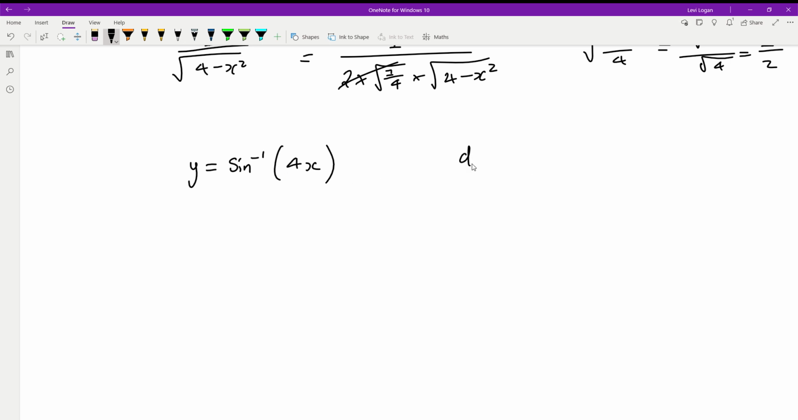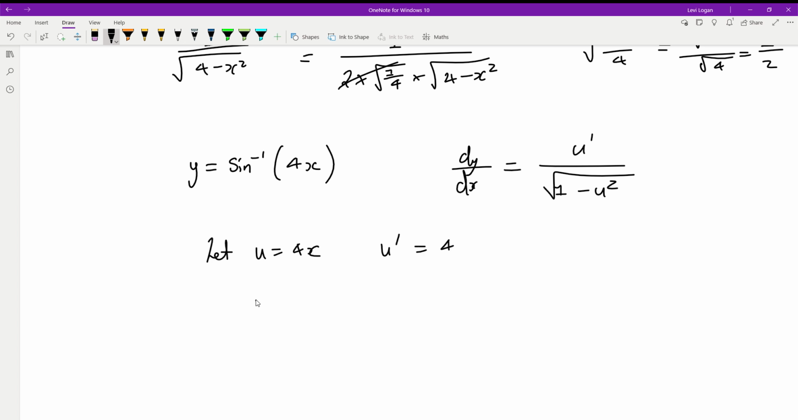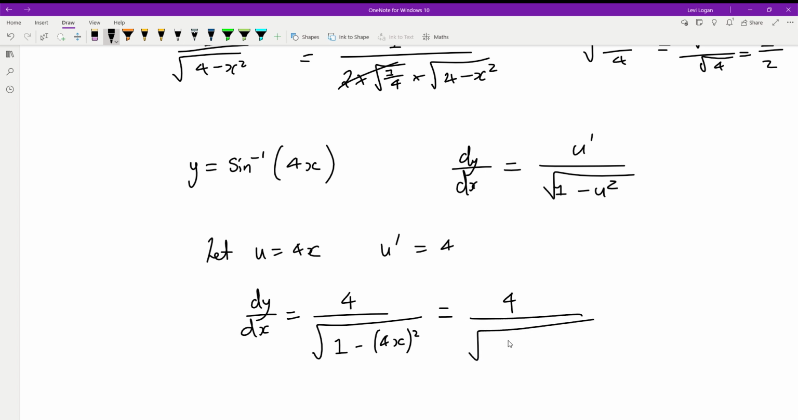So what we can do is use our little rule here, so dy/dx is u dash on the square root of 1 minus u squared. So let u equal 4x, so that means u dash is 4, so dy/dx equals 4 over the square root of 1 minus 4x all squared, so that gives me 4 on the square root of 1 minus 16x squared. And you could leave it like that.